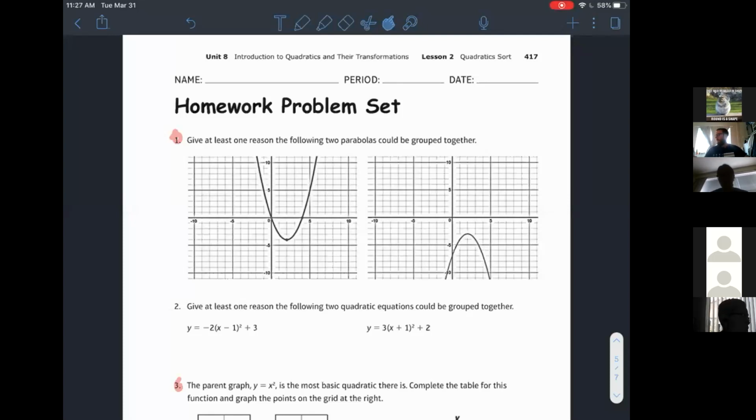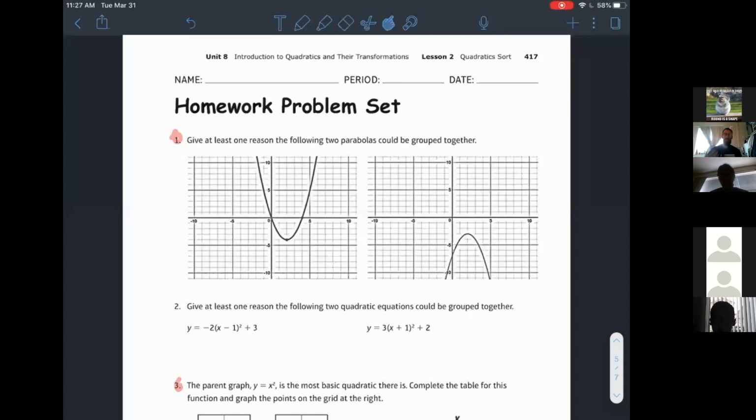All right, so now we're on page 417, lesson number 2 in your textbook. I'd recommend getting it out. As I mentioned, we're doing the homework together in class right now, so it behooves you, or benefits you, to get this out. All right, number 1 on page 417.